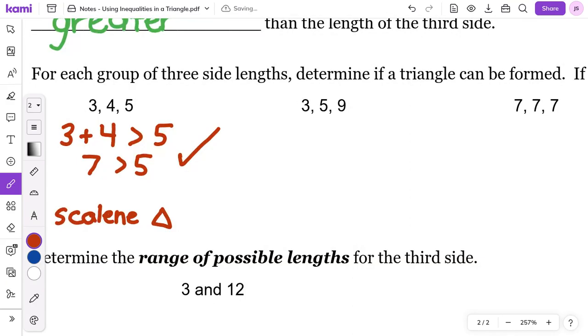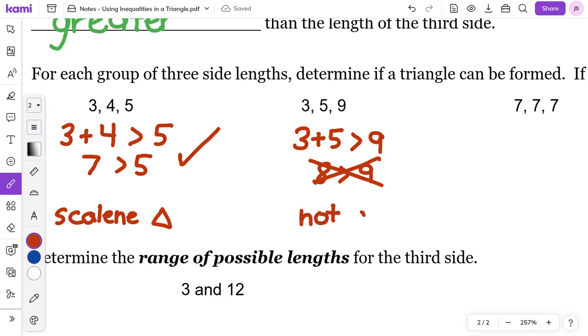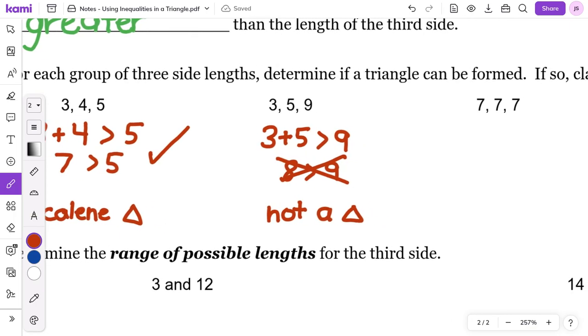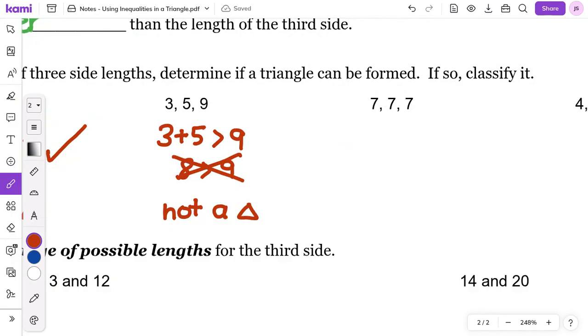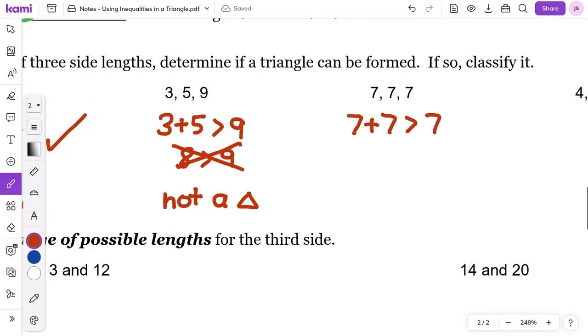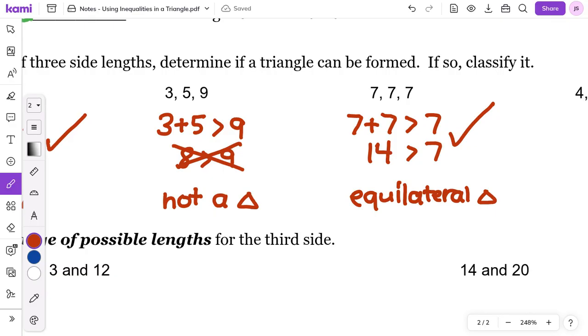If we look at the next one, 3, 5, and 9, let's check. 3 plus 5, is that greater than 9? Well, 3 plus 5 is 8. 8 is not greater than 9, so this would not form a triangle. What about 7, 7, 7? Well, pick any two of them. 7 plus 7 must be greater than the last 7. 14 is greater than 7. It works. And we know that this must be equilateral, where all three side lengths are the same.